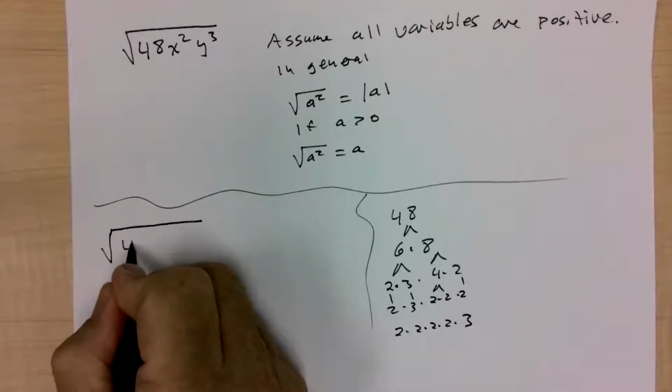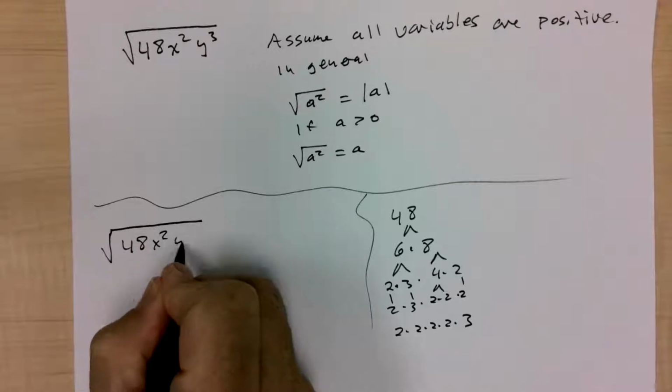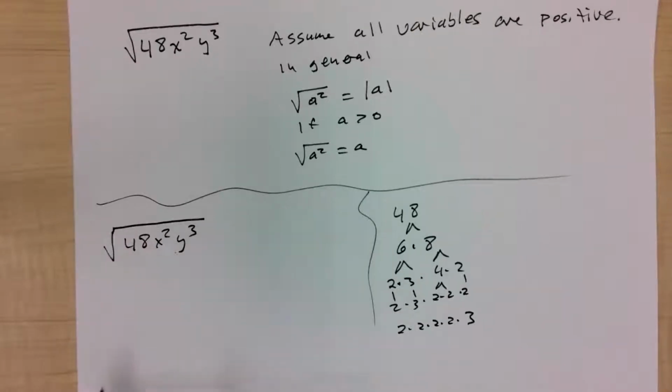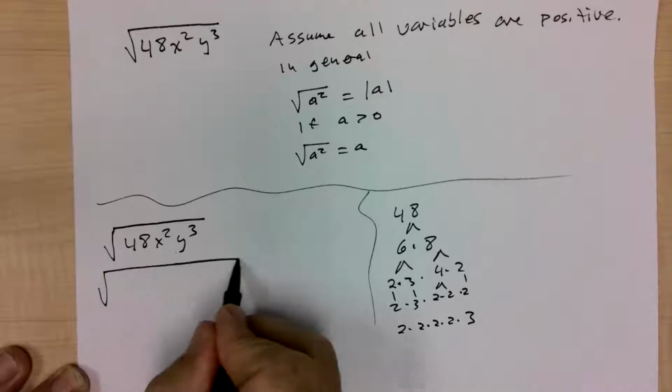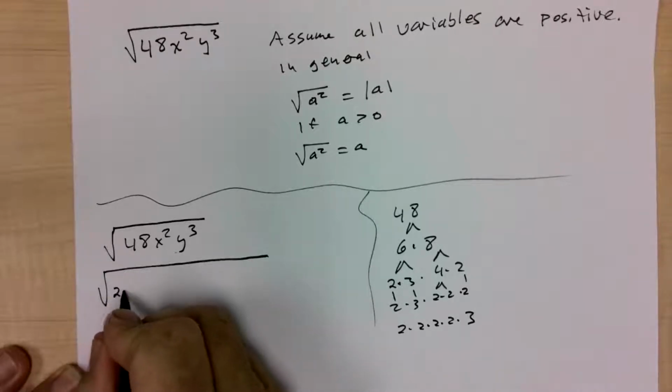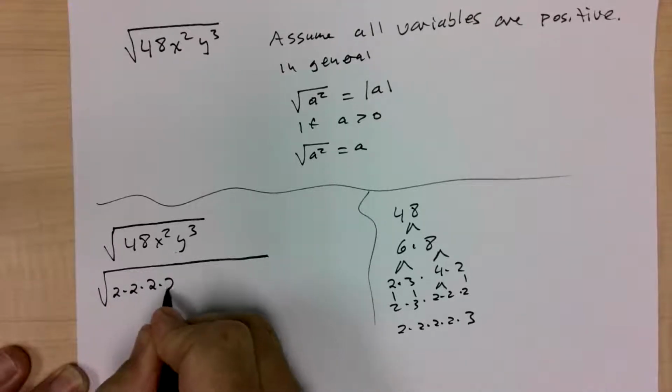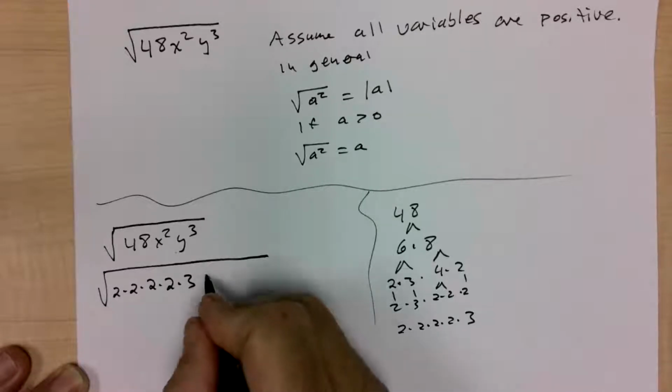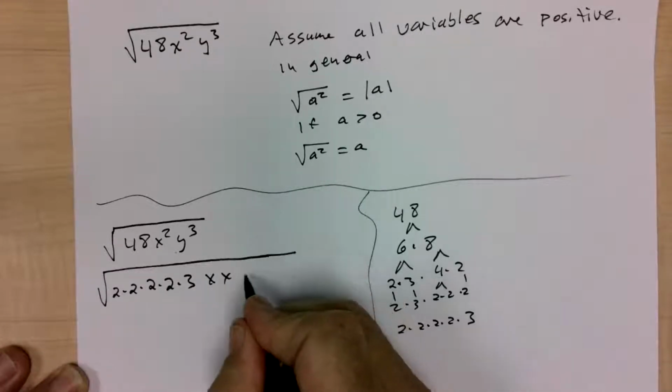We started with 48 x squared y cubed. Now I factored 48. 48 is 2, 2, 2, 2, 3. X squared is x, x. Y cubed is y, y, y.